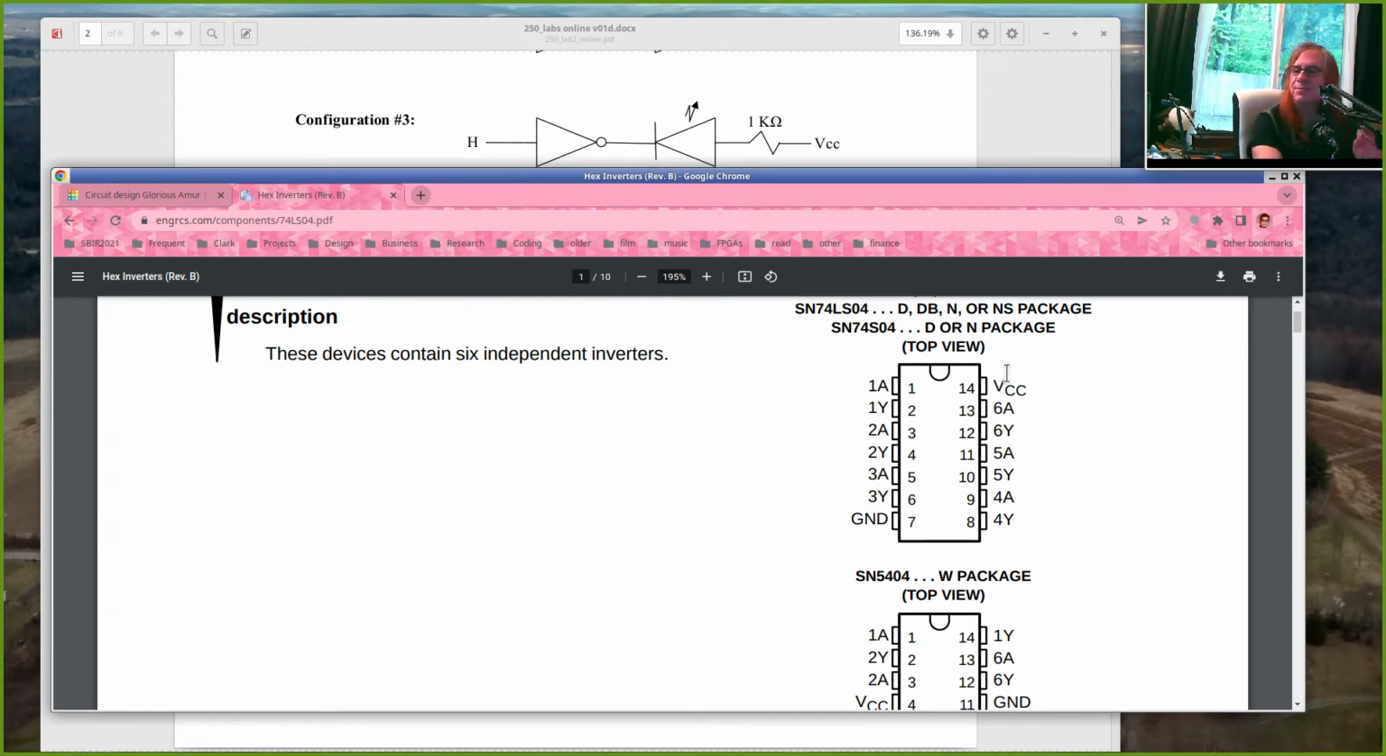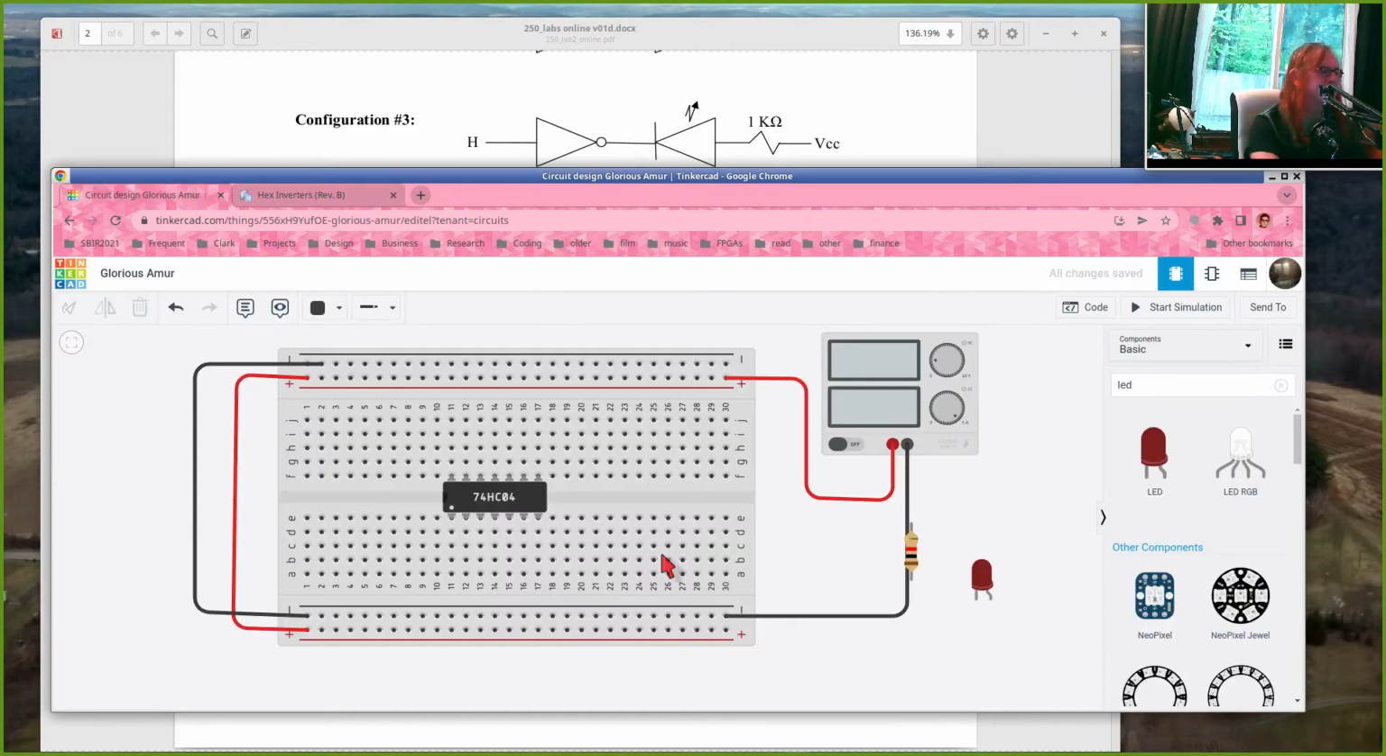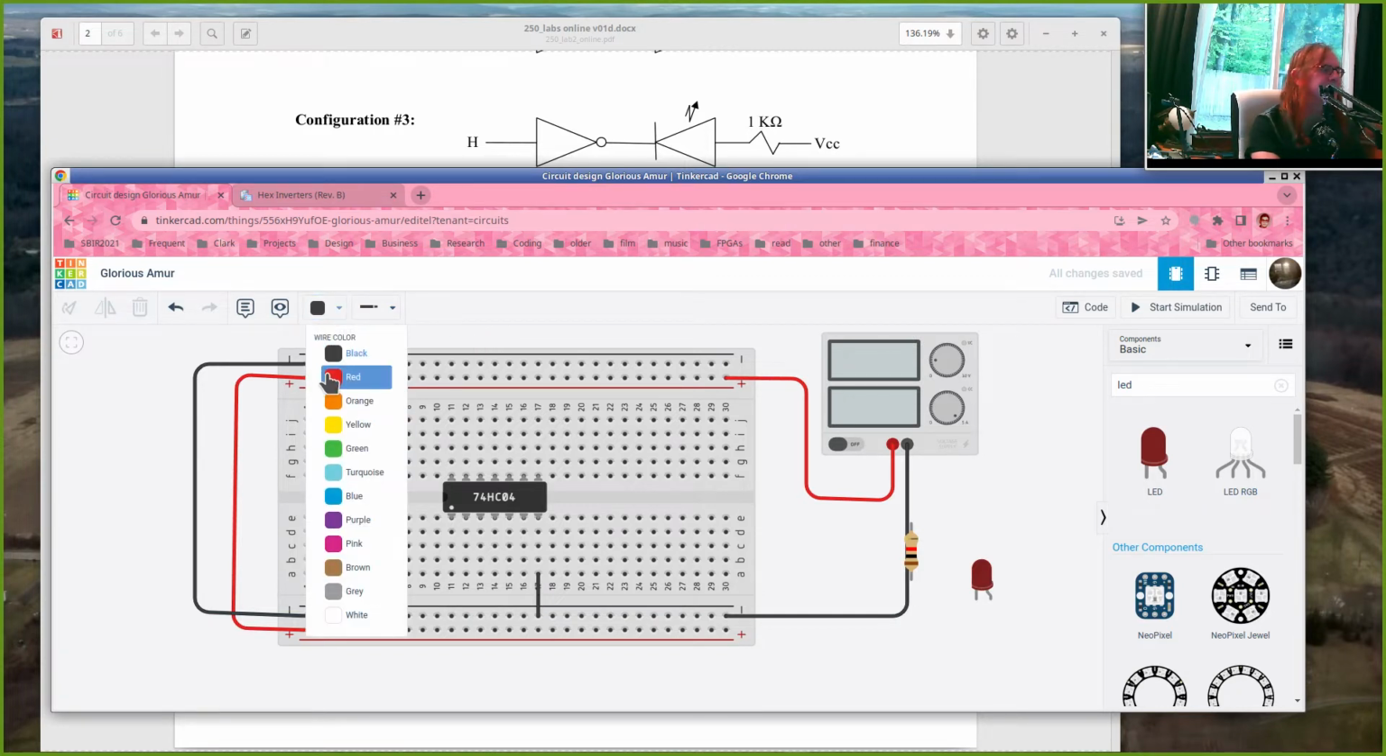These are not inputs to inverters. This is how you make the chip work. This is how you plug it into the wall. Pin 7's always got to go to ground, 14's got to go to VCC, which is 5 volts for us. So we're going to come over here and take pin 7 and make a connection straight down here to ground. And then pin 14, we're going to connect to VCC.